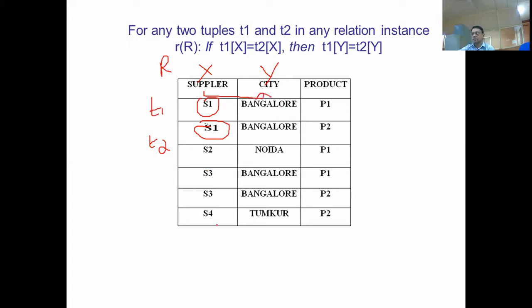Supplier determines city. If this is the case, let's say S5 Mysore, and then S5 Tumkur, then the functional dependency does not hold because it is violating the conditions. T1 of X is equal to T2 of X, that is right, the first condition is met. Second condition, T1 of Y is equal to T2 of Y, is wrong. T1 of Y is not equal to T2 of Y, which is wrong.